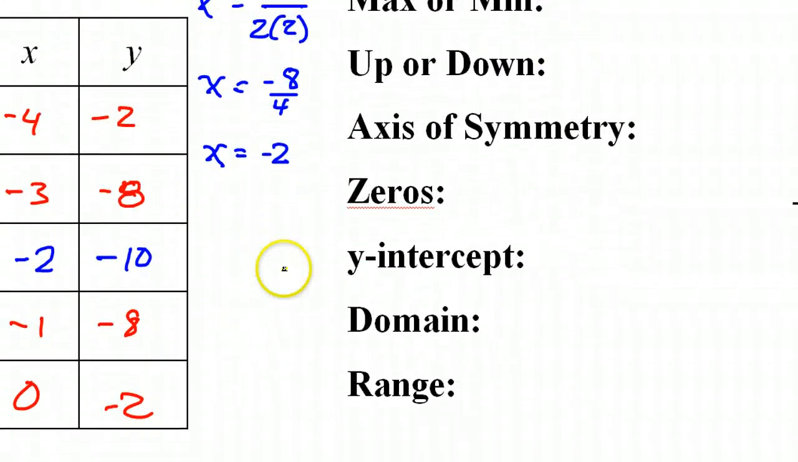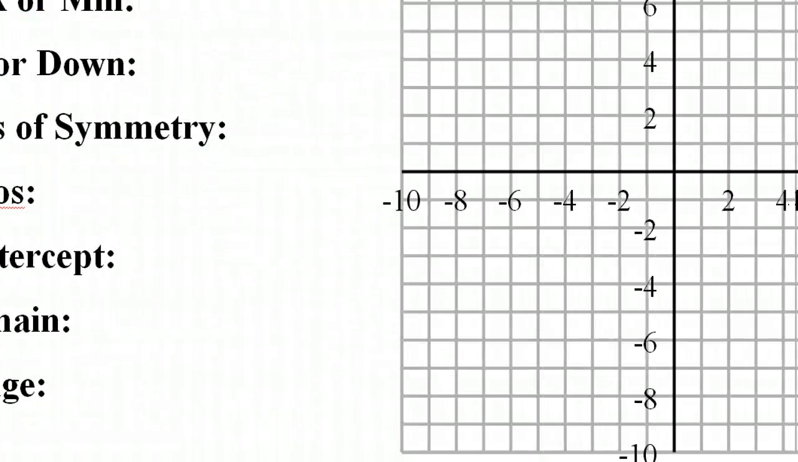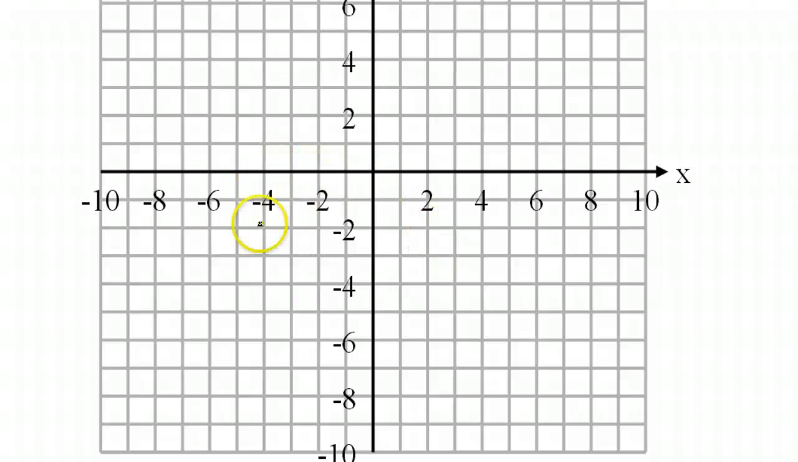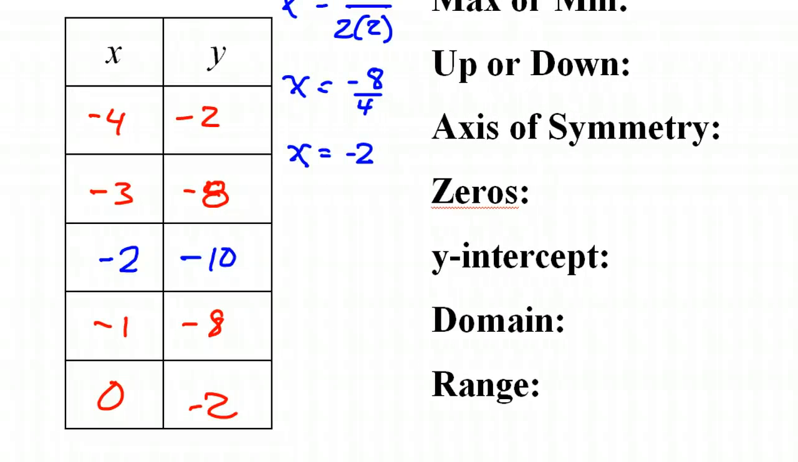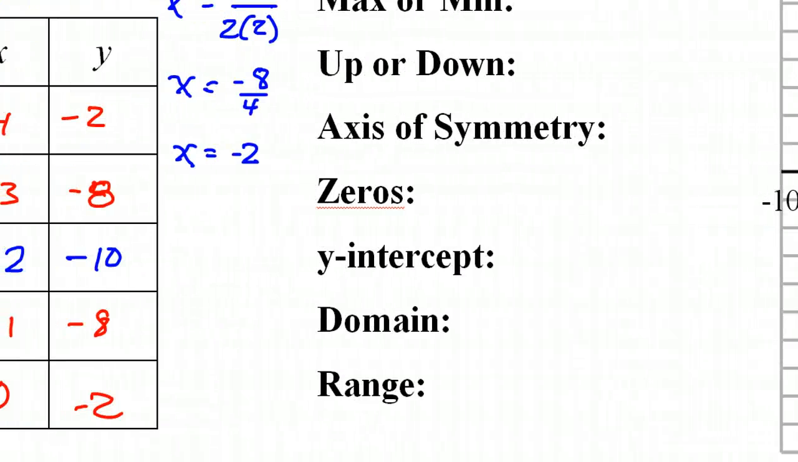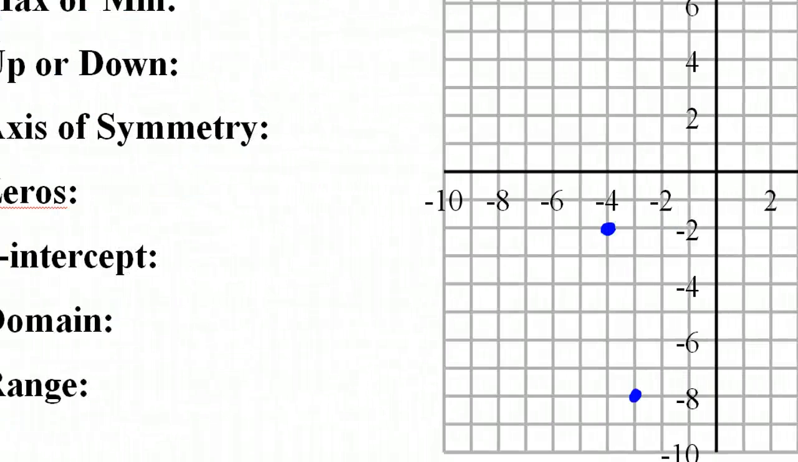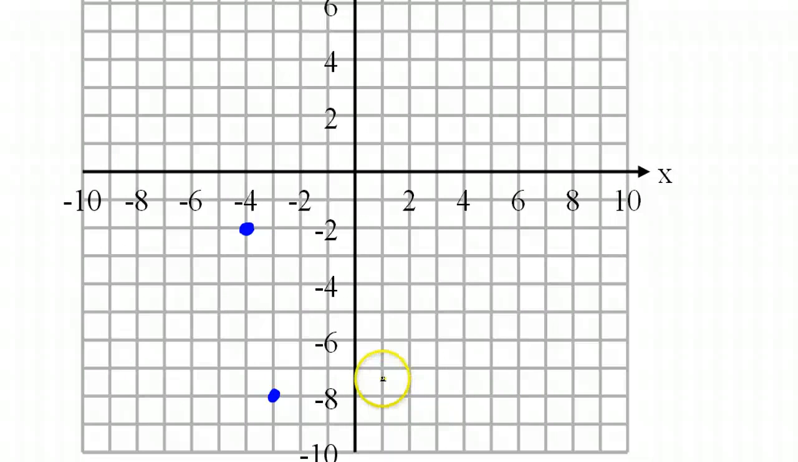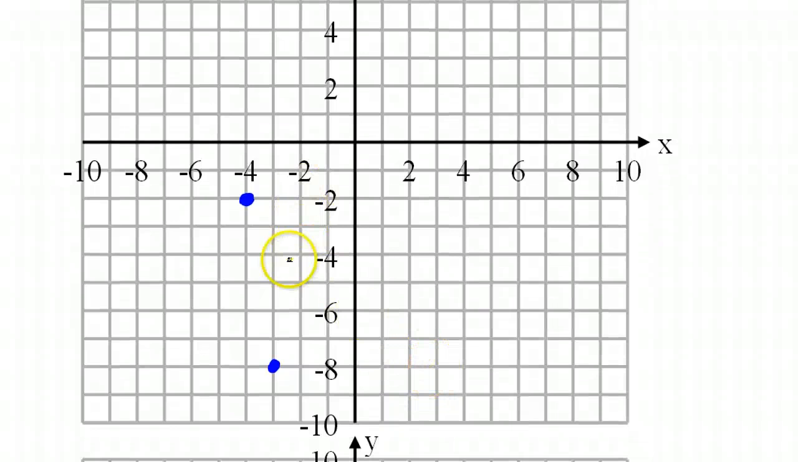Let's go ahead and graph these points. So we've got negative 4 and negative 2. Let's graph that. Negative 4, negative 2 will be right here. And then negative 3, negative 8, so here's negative 3, negative 8. And then negative 2, negative 10.